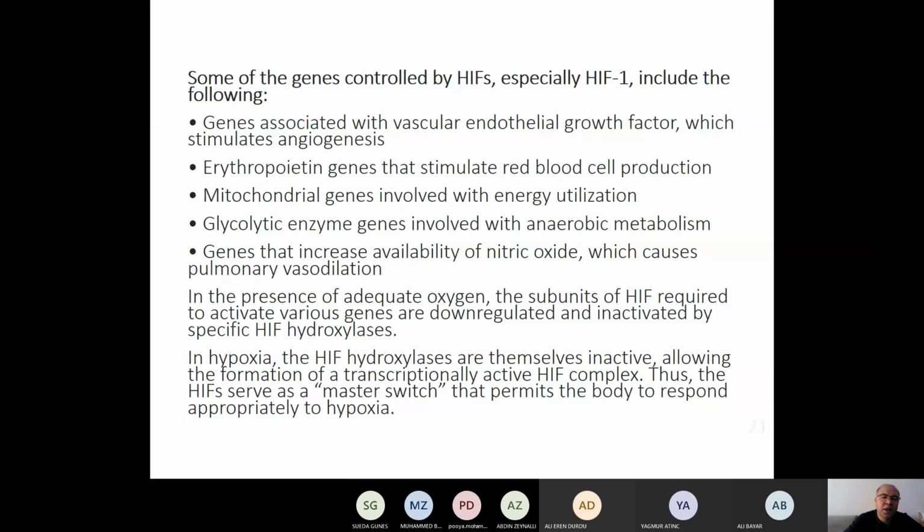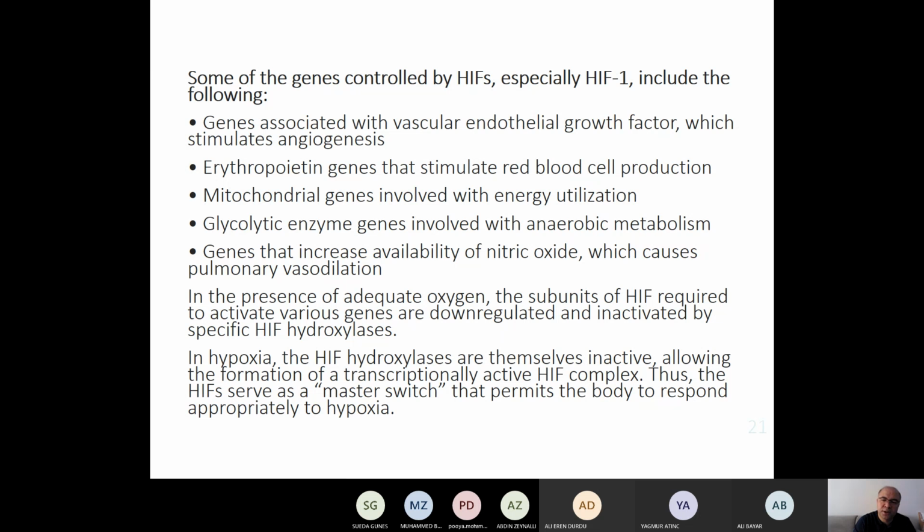Some of the genes controlled by hypoxia-inducible factors, especially HIF1, include the following: genes associated with vascular endothelial growth factor, which stimulates angiogenesis; erythropoietin genes that stimulate red blood cell production; mitochondrial genes involved with energy utilization; glycolytic enzyme genes involved with anaerobic metabolism; and genes that increase availability of nitric oxide, which causes pulmonary vasodilation.